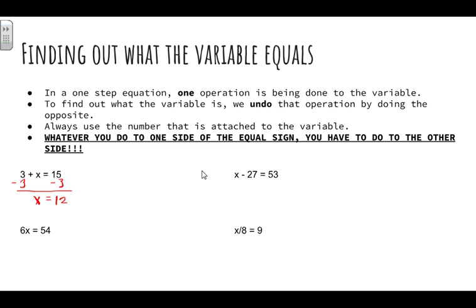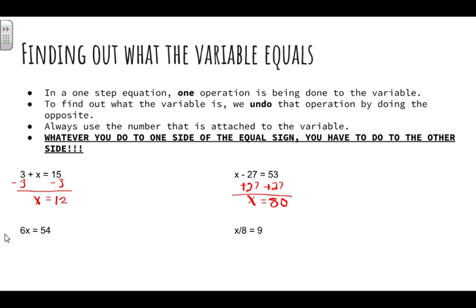Here we have a subtraction equation. So we have x minus 27 equals 53. So 27 is being subtracted from our variable. That means in order to solve, we have to add 27 to both sides of our equal sign. So negative 27 plus 27 will be 0, so that isolates the variable. The whole reason we do it is to isolate the variable. So 53 plus 27 is 80. So x must be 80.